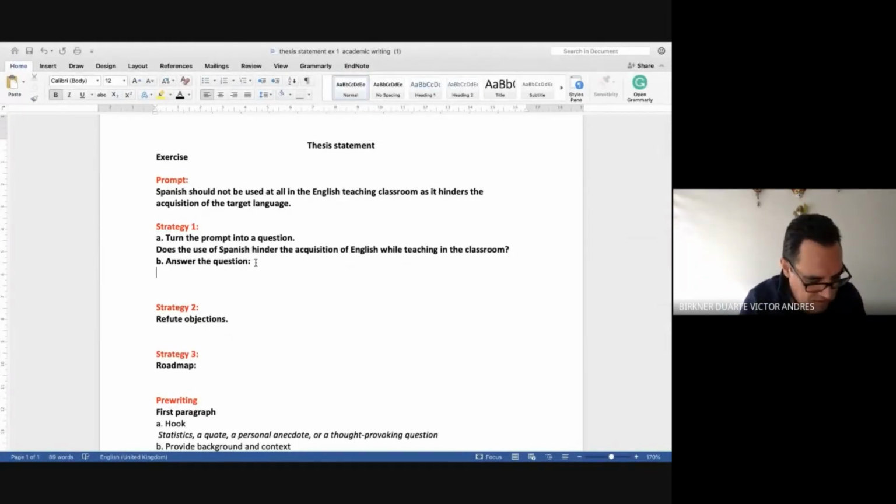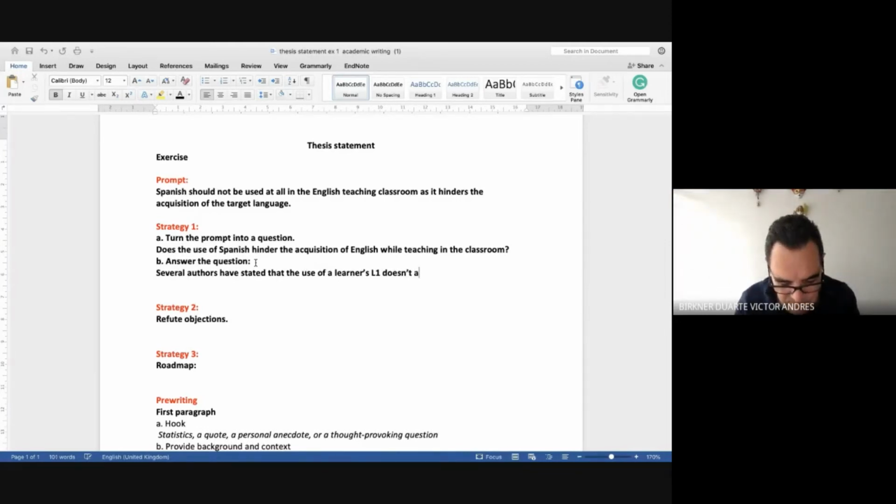Like this: several authors have stated that the use of a learner's mother tongue, I will use just this, mother tongue, doesn't affect his or her acquisition of a foreign language.